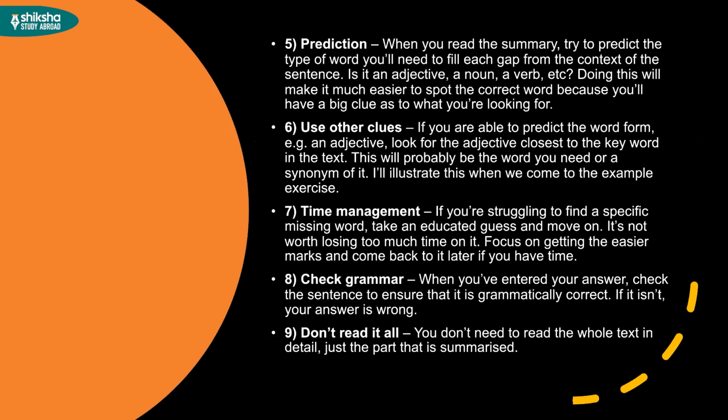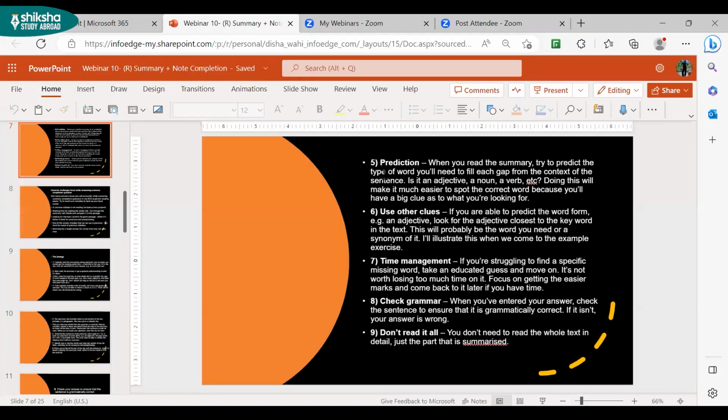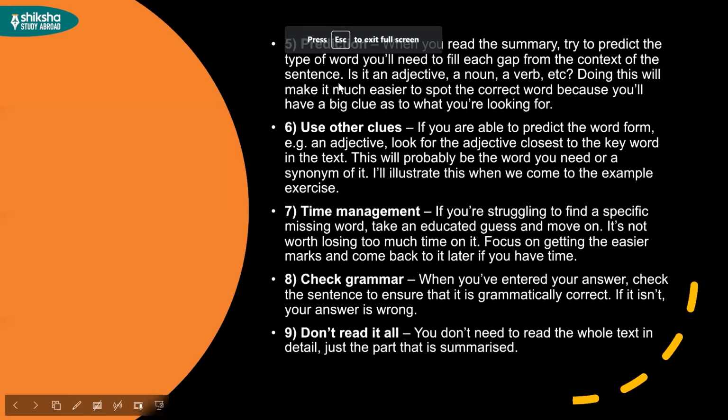Okay. Next is prediction. Fifth tip. When you read the summary, try to predict the type of word you will need to fill each gap from the context of the sentence. Is it an adjective, a noun, a verb, etc.? Doing this will make it much easier to spot the correct word because you'll have a big clue as to what you're looking for.